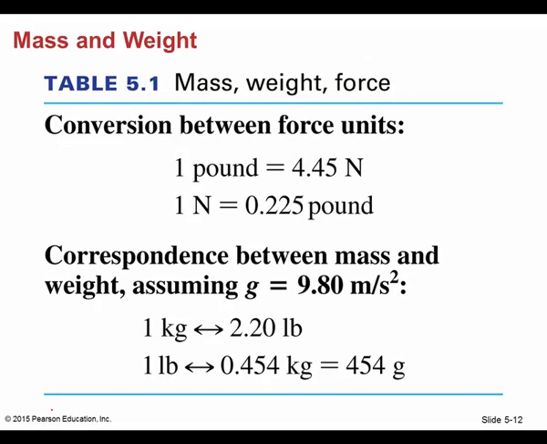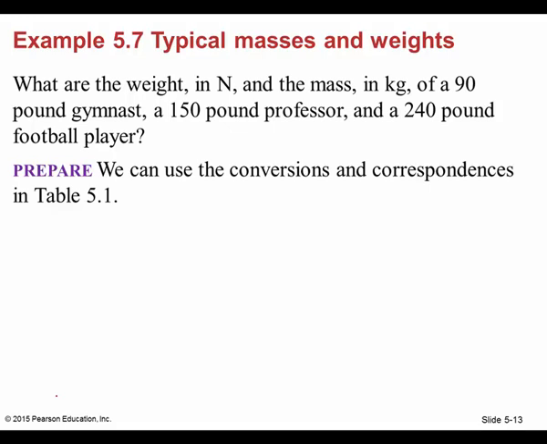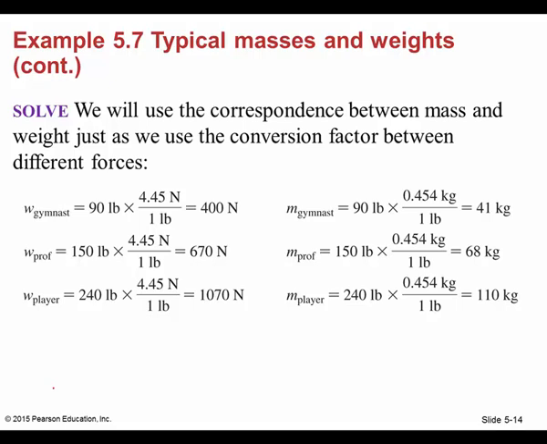Now, what about the comparison of conversion between force units and mass units? Notice that 1 pound is equivalent to 4.45 newtons. However, 1 newton is 0.225 pounds, a very small amount. When we look at kilograms to pounds, notice that 1 pound is 454 grams. So if we were to look at the weight in newtons and mass in kilograms of a 90-pound gymnast, a 150-pound professor, and a 240-pound football player, what would it look like? Well, here's what it would look like.